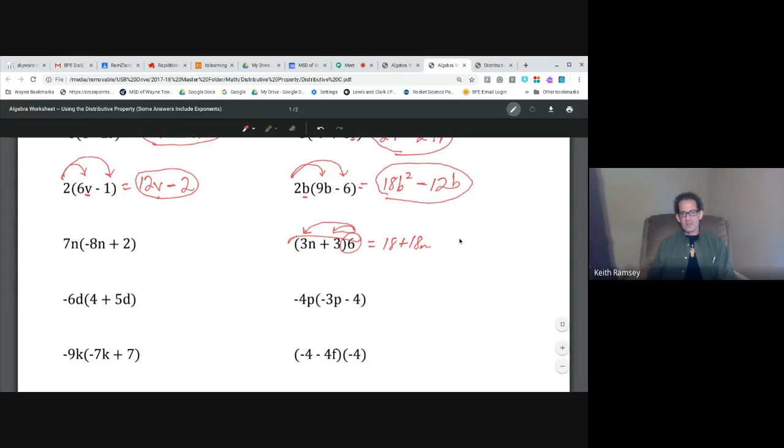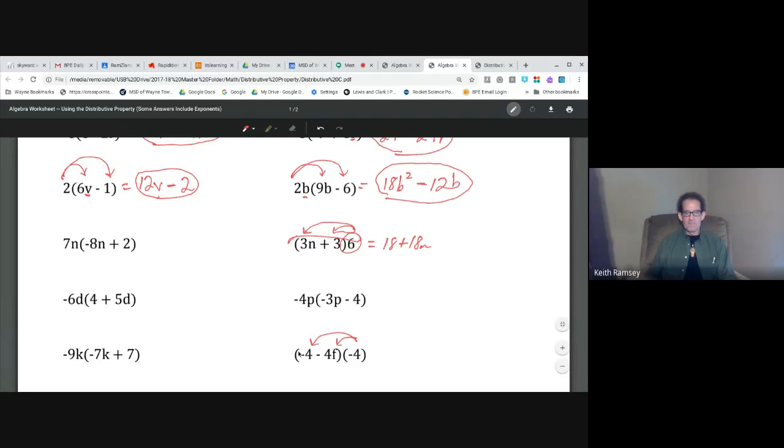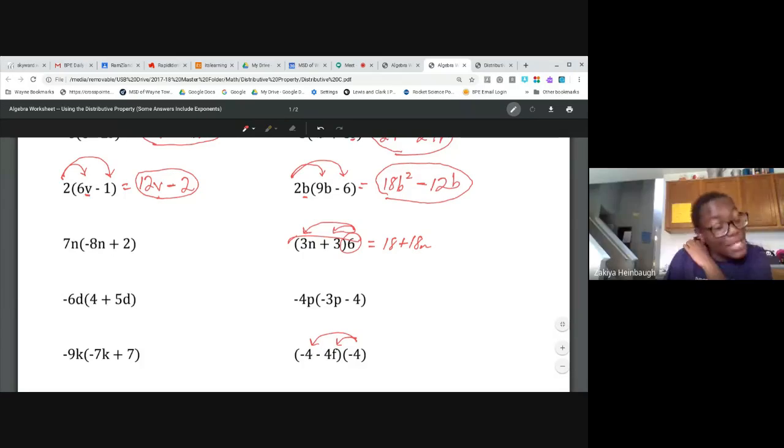It doesn't matter if the number is at the front or at the back. Do you see how this negative 4 over here has its own parentheses around it? You're still going to distribute that one number at a time. So it doesn't matter if it's at the front or the back. They're just doing that to try to fool you.